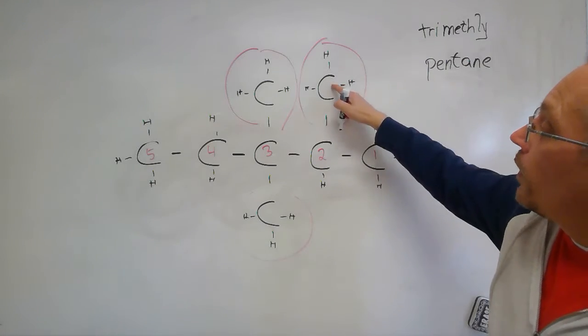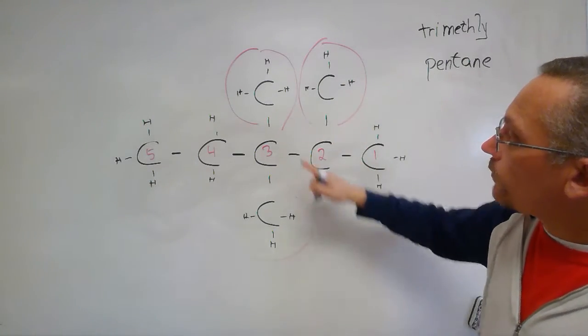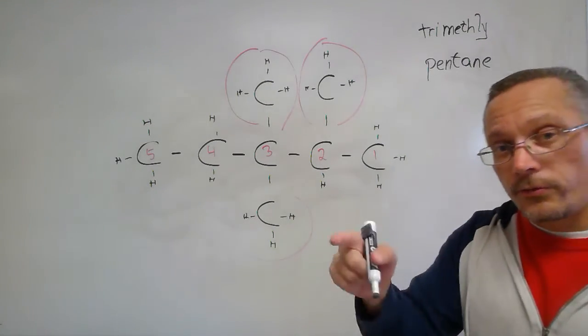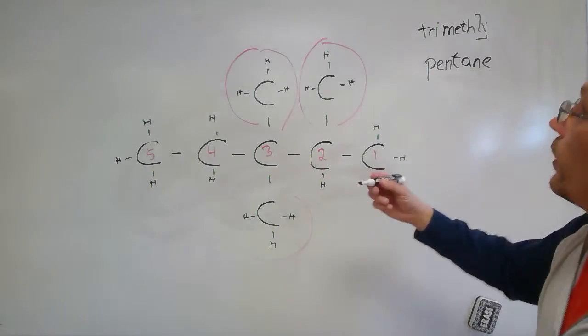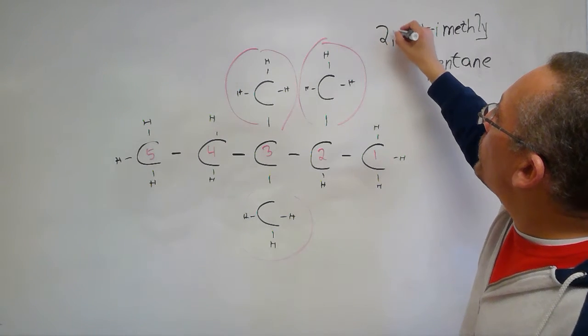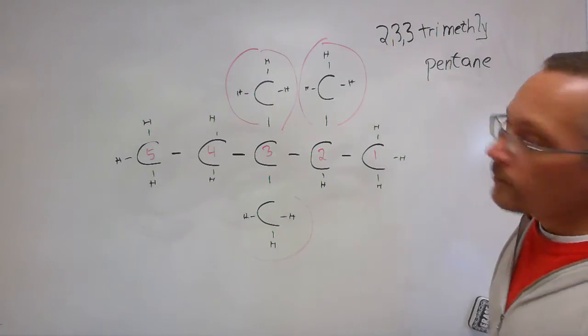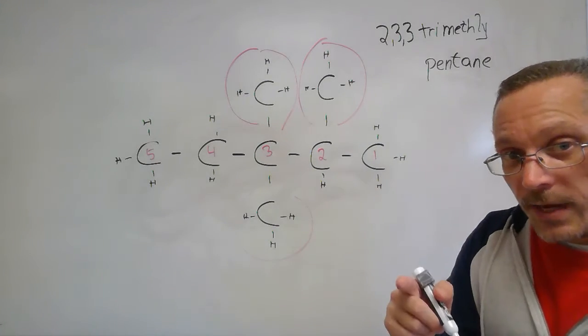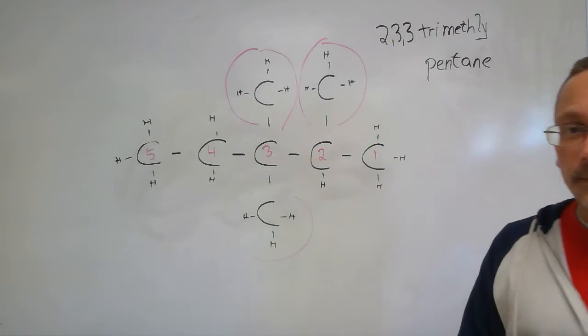And then of course I'm going to put the numbers to indicate which carbons they come off of. I have one coming off of carbon 2, and I have 2 coming off of carbon 3. So I'm going to list 3 twice because there are 2 branches coming out. So 2, 3, 3. So the name of this compound would be 2,3,3-trimethylpentane.